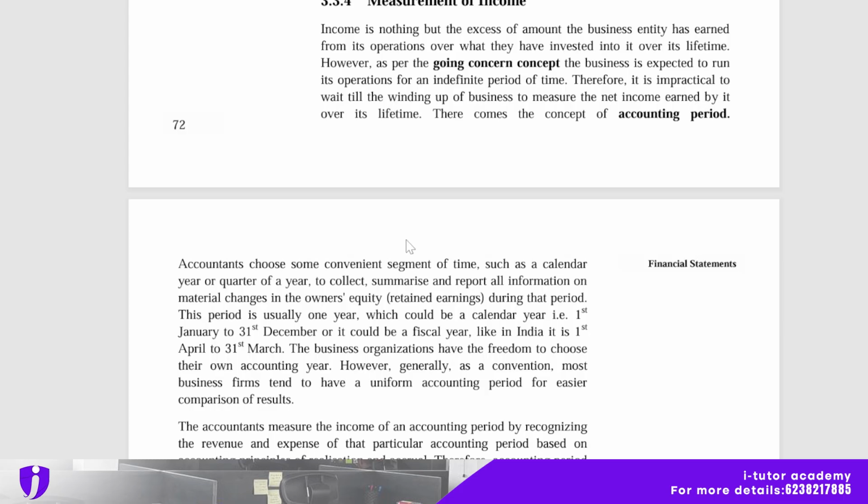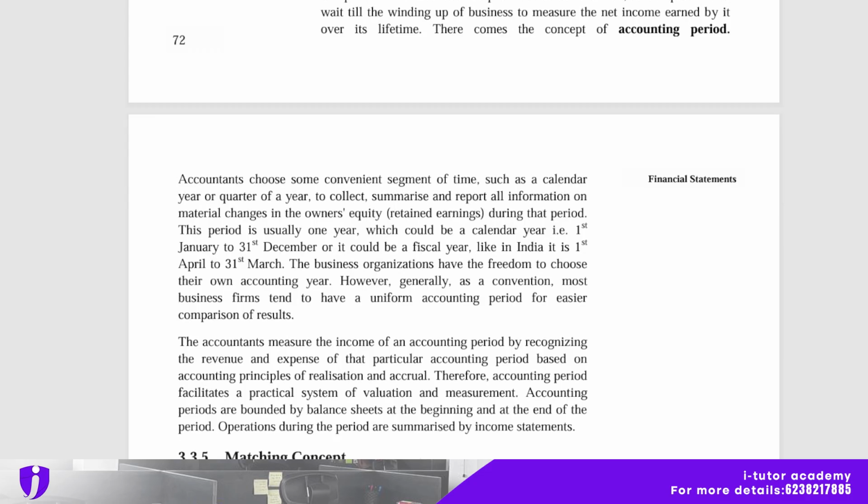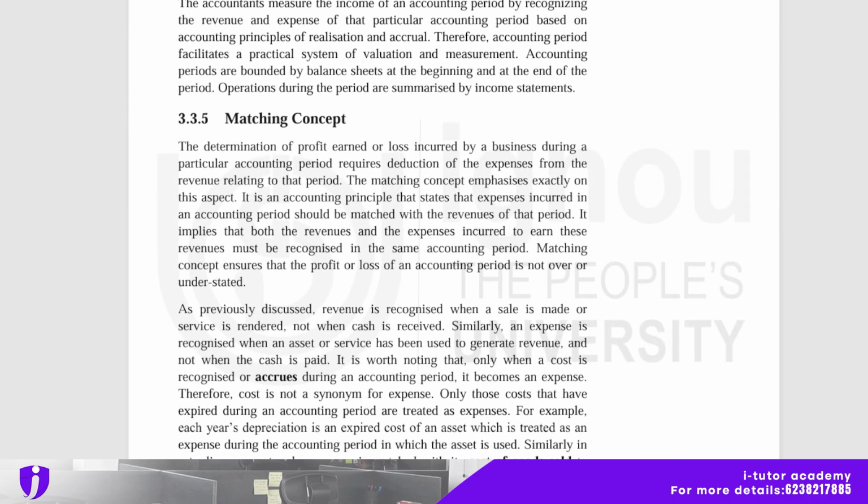However, as per the going concern concept, the business is expected to run its operation for an indefinite period of time. Therefore, it is impractical to wait till the winding up of the business to measure the net income earned by it over its lifetime. There comes the concept of accounting period. And next is the matching concept.